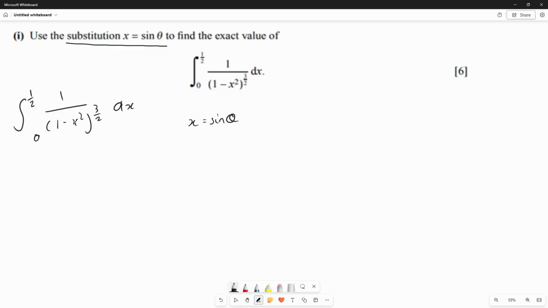So we're going to want to differentiate this. When we differentiate sine theta, we get cosine theta. Now we're going to rearrange it so that dx is the subject, so that we can substitute it and solve the integral in terms of theta. So that'll be dx equals cos theta d theta. And now let's sub it into the integral.